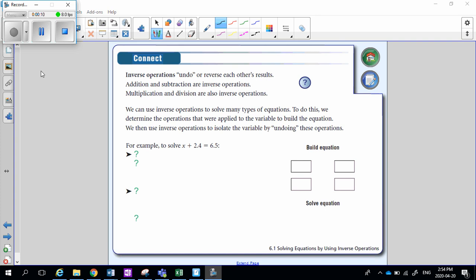And this week we're done with chapter 5. We're heading into chapter 6. So we're going to start learning all about linear equations. So what's a linear equation?